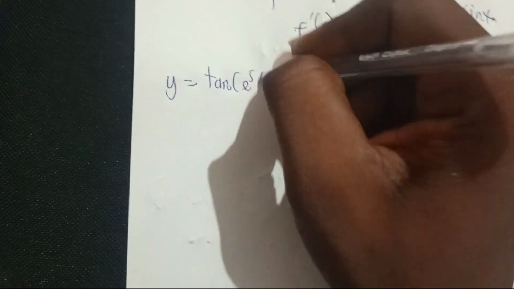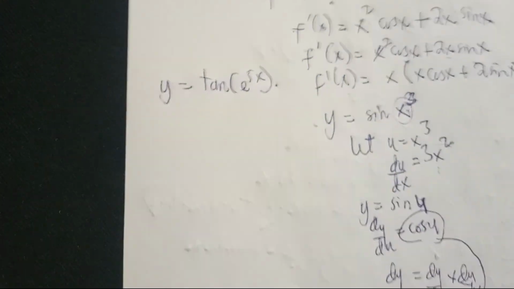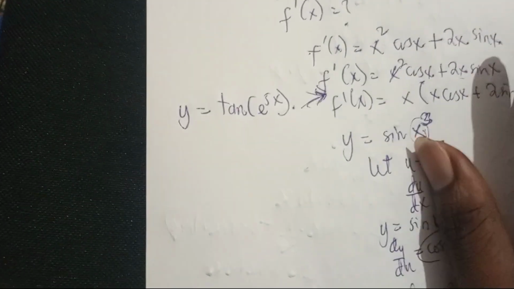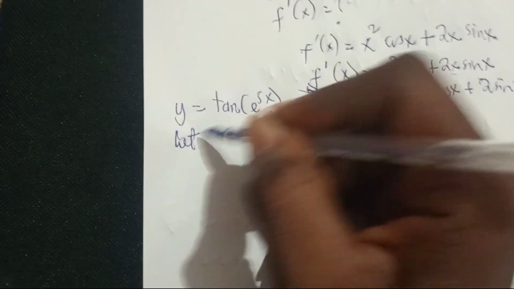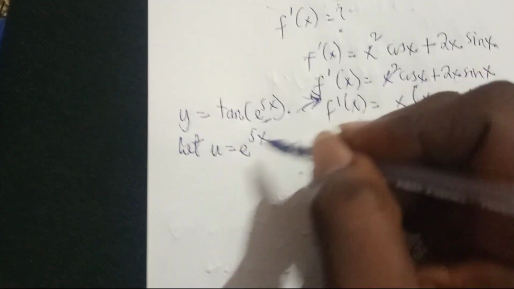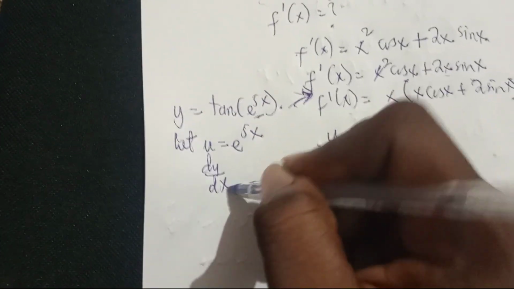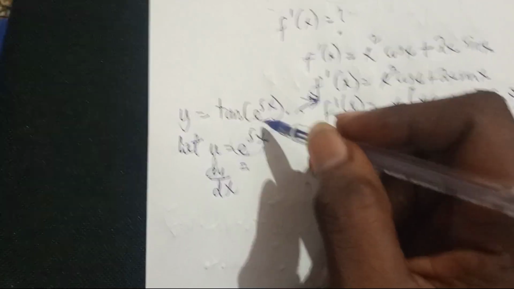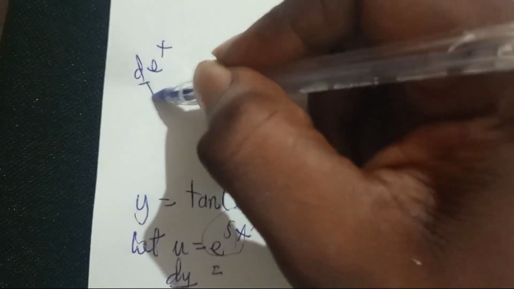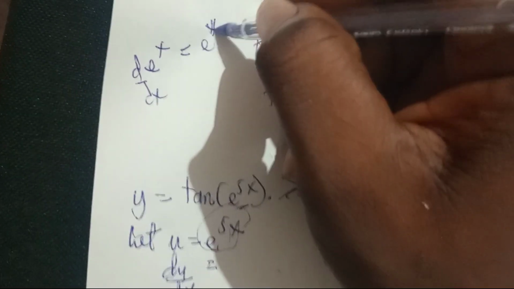Okay, what about this question? y is equal to tan of e to the power 5x. How are we going to do this one? So we are going to use the same method. So we can say that let our inner function u be equal to e to the power 5x. Then now we differentiate that. If you differentiate e to the power 5x, what are you going to get? So if we are differentiating e to the power x, that still gives us e to the power x.